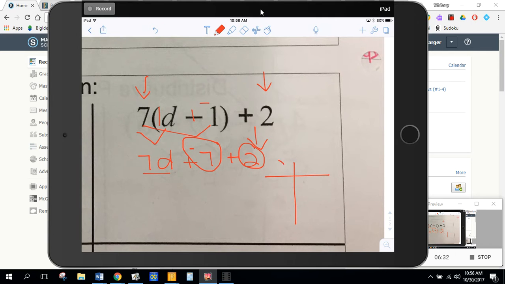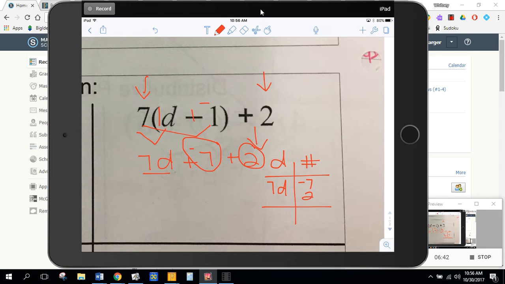So we've got D's and we've got numbers. In the D column, I only have a 7D. And in the number column, I have a -7 and a 2. So 7D just stays 7D plus -7 plus 2. I see my signs are different, so I'm going to subtract. 7 minus 2 is 5. And I have more negatives, so my answer is going to be -5. That is the answer.